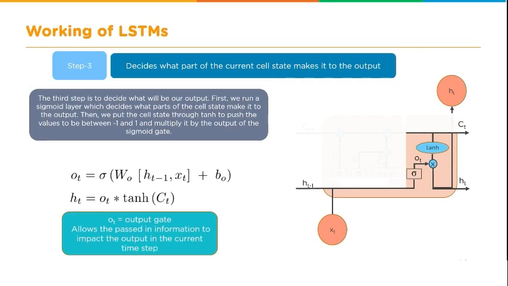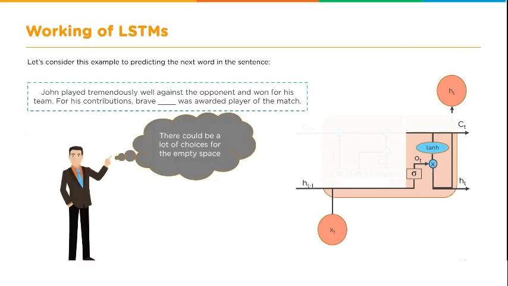So when we talk about the output o of t, we set that equal to the sigmoid of the weight of o times h of t minus 1, back one step in time, and x of t, plus of course the bias. The h of t equals the o of t times the tanh of c of t. So our o of t, the output gate, allows the passed in information to impact the output in the current time step. Let's consider the example of predicting the next word in the sentence.